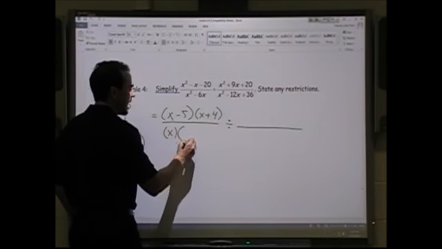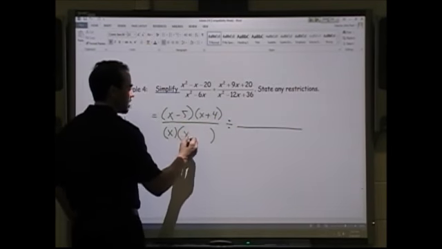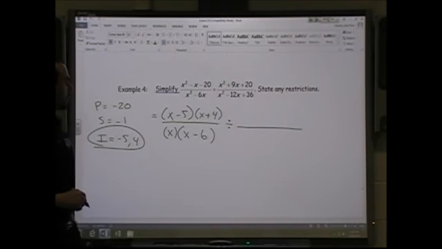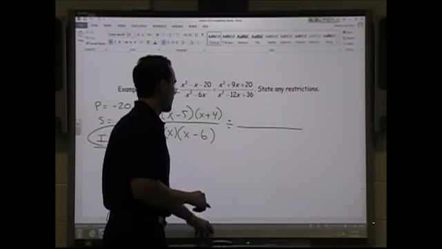So I can factor out an x, and this divided by x is x, and this divided by x is negative 6. So you have to remember to take a look at just common factors.